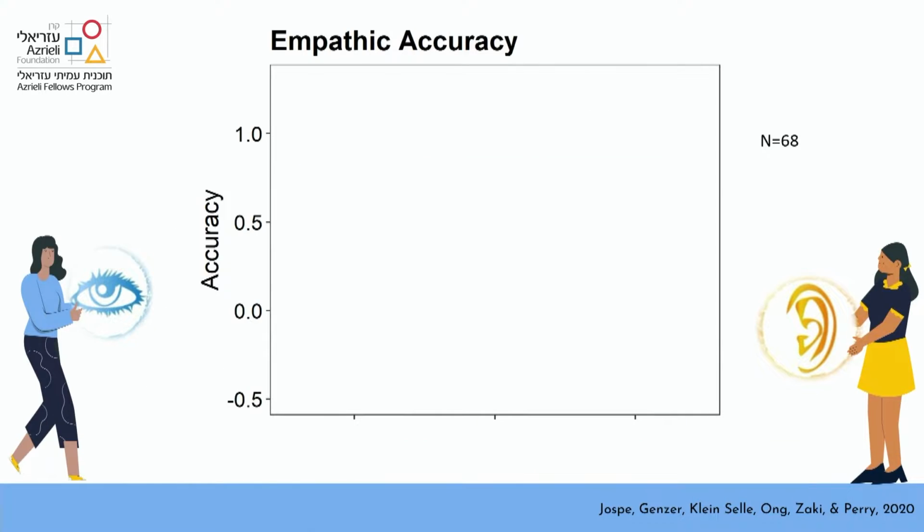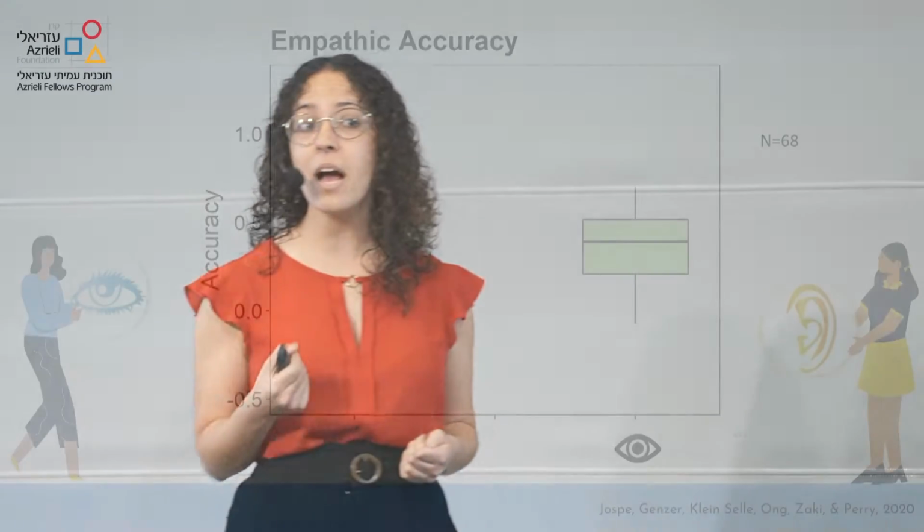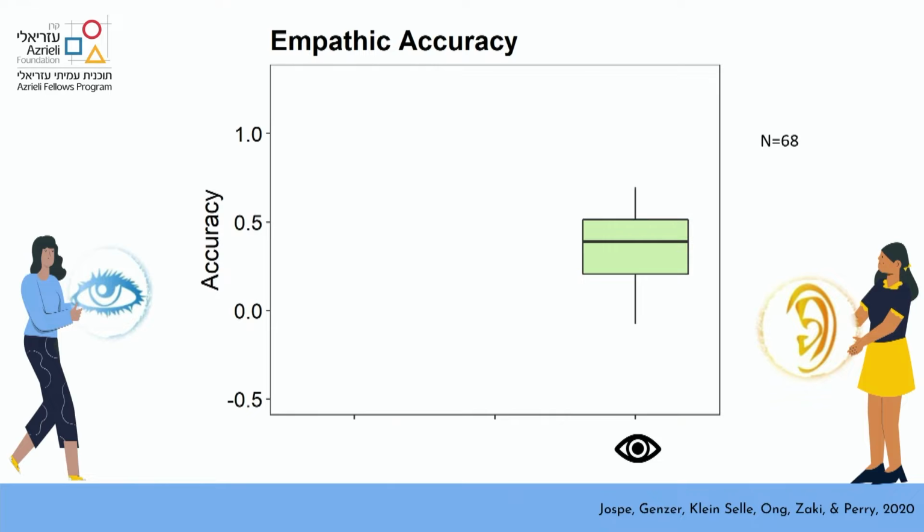So now for the result. In the y-axis, you will see the accuracy level. In the x-axis, you will see the different viewing conditions. If we look at the video-only condition, we can see the accuracy level is above 0, above chance. This implies that seeing the other's facial expression did help to some degree to understand their emotion.